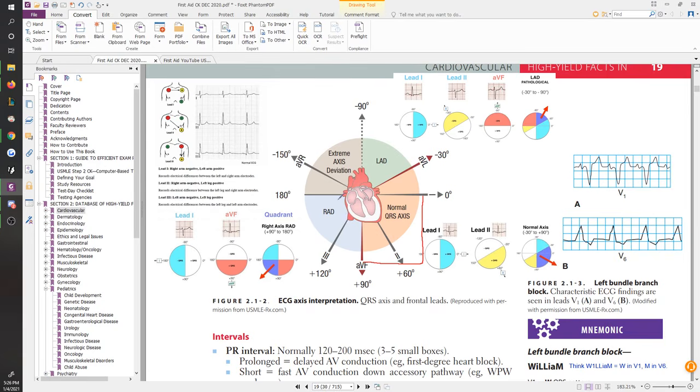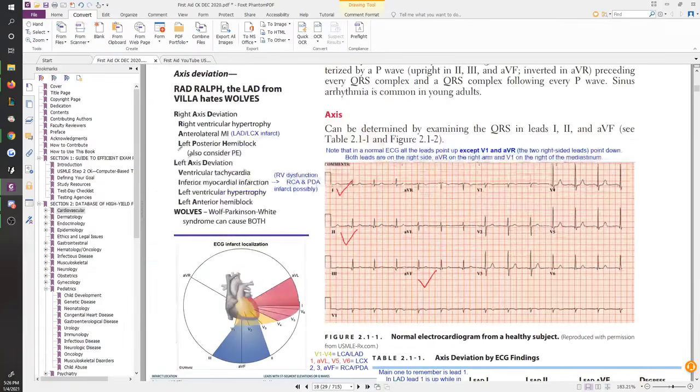Now, you could have more impulses on the right side for multiple reasons. One of them is right ventricular hypertrophy. If your right ventricle is stronger and more meaty than your left, you're going to have a deviation towards the right side because you're going to get more impulses on the right side.